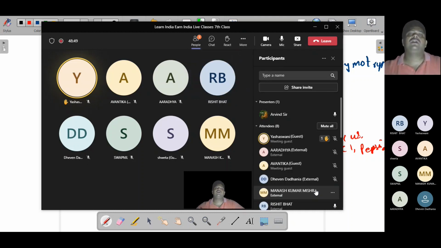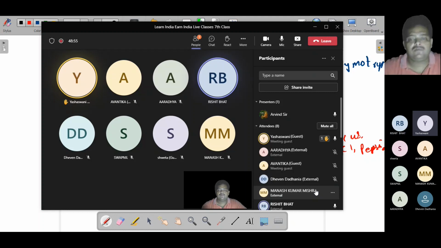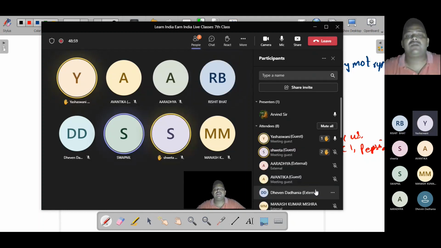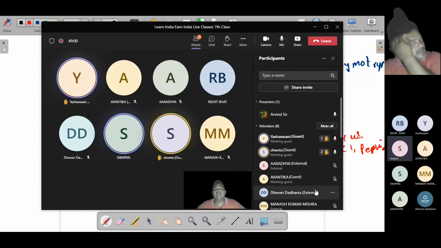Bile juice of liver, it helps in digestion of which nutrient? Sir, can you repeat? Which nutrient is digested by bile juice?